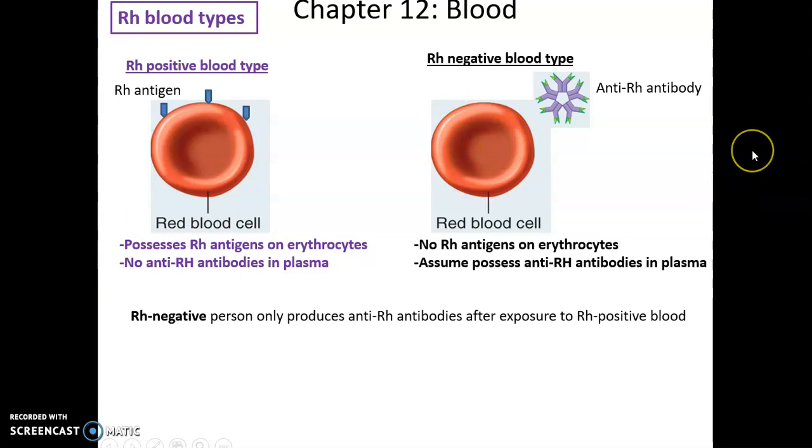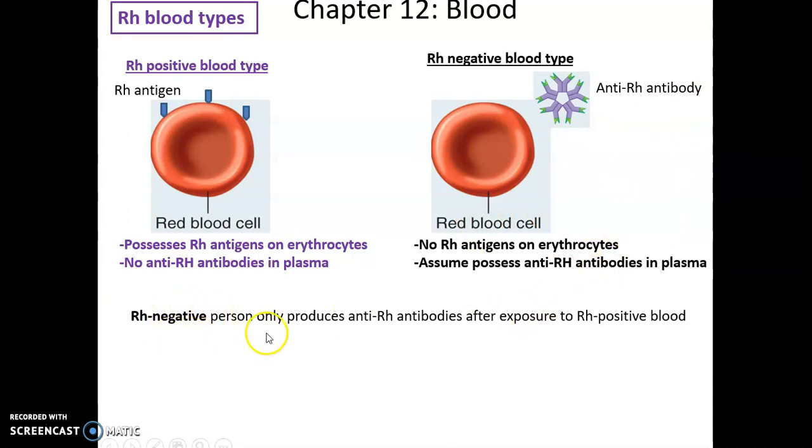If you're Rh negative, then you lack the Rh antigen. It's not on your erythrocytes. There's no reason it should ever be in your body. So that means you will possess the anti-Rh antibody that will target that antigen. Because if that antigen showed up in your bloodstream, that means it's from an invading cell or structure.